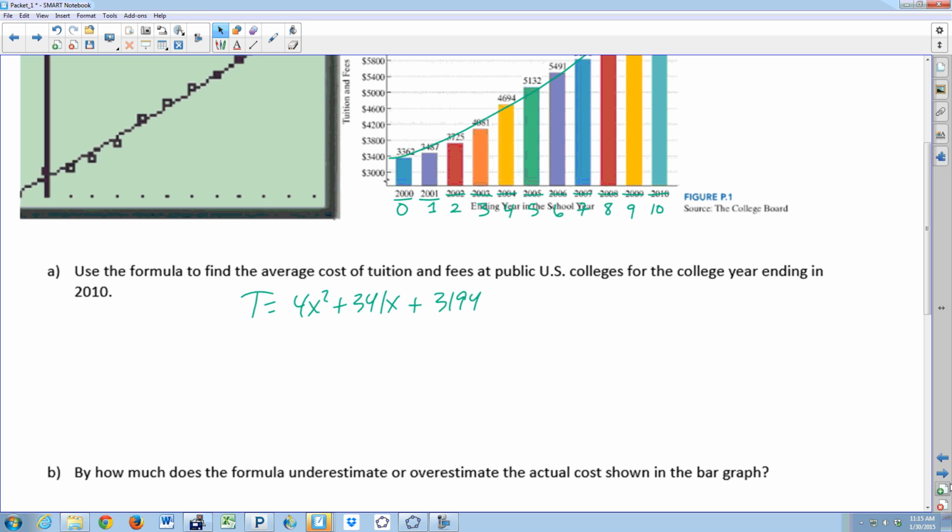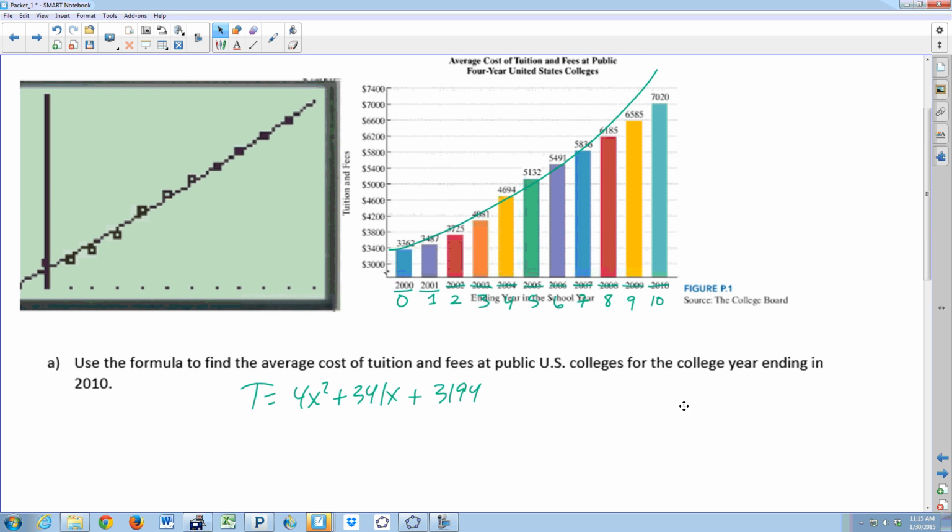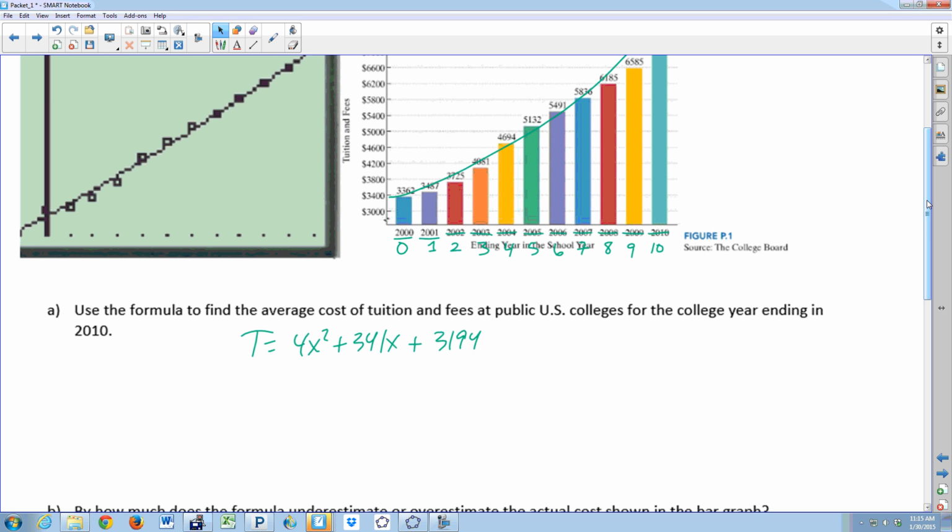We know what x is and we know what t is. And if I asked you to use this formula to find the average cost of tuition and fees at U.S. public colleges in 2010, how do you start? How do you start a problem like this? What do you do? By replacing x, and what would you replace x with here, Fabian? 10, right? Because the year 2010 is 10 years after the year 2000. So for our model, x is going to be 10. So everywhere you see x, you replace it with 10.